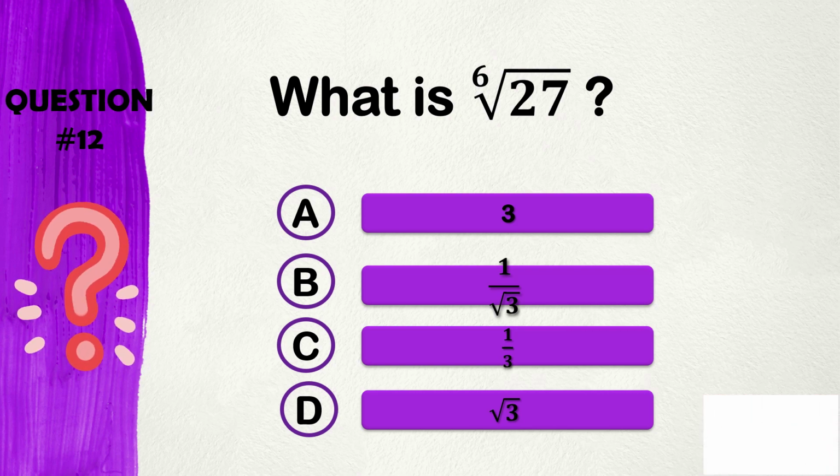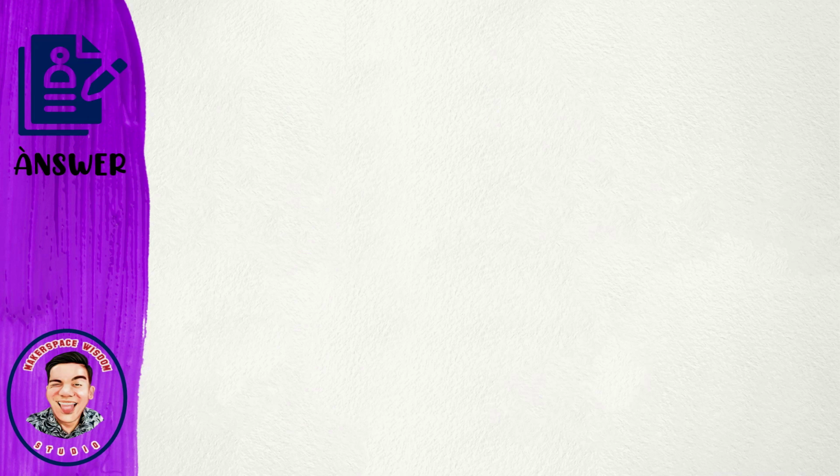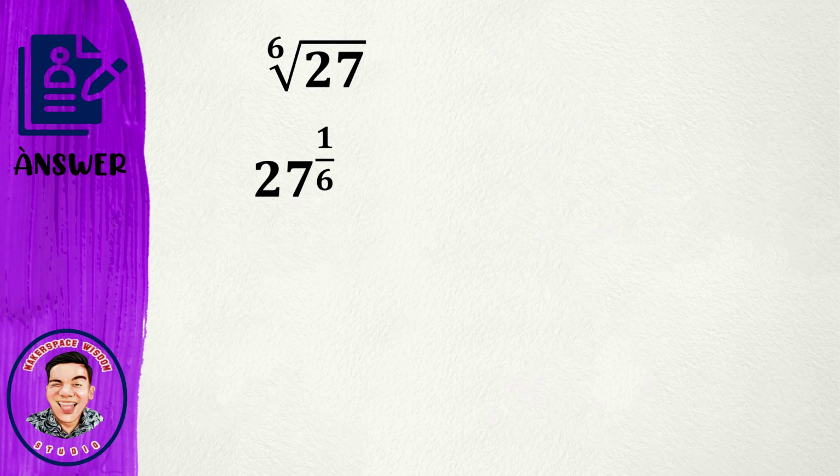Alright, time is up. So we have here the given, the 6th root of 27. We can change this one with 27 raised to the power of 1/6. We can also transform 27 with 3 to the power of 3, to the power of 1/6. So 3 times 3, 9, times 3, 27. So we transform 27 to 3 to the power of 3.